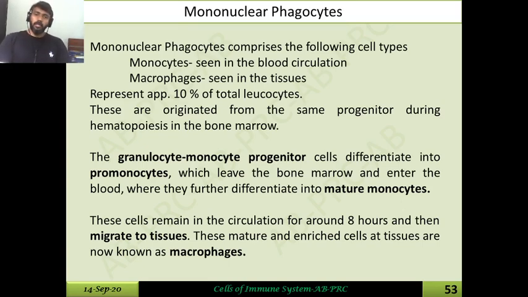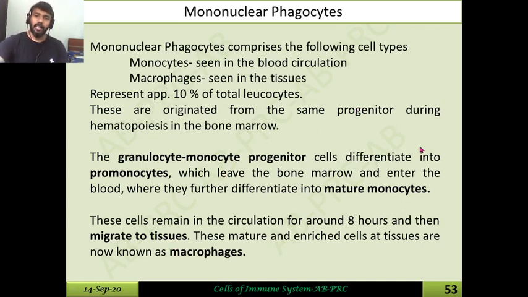About 10% of the total leukocytes comprise these mononuclear phagocytes, that means monocytes and macrophages. And these two cells originate from a single progenitor. That progenitor is called the granulocyte monocyte progenitor that we have seen while we saw hematopoiesis. So this single progenitor is responsible for the synthesis of monocytes. Basically, that's what is shown there.